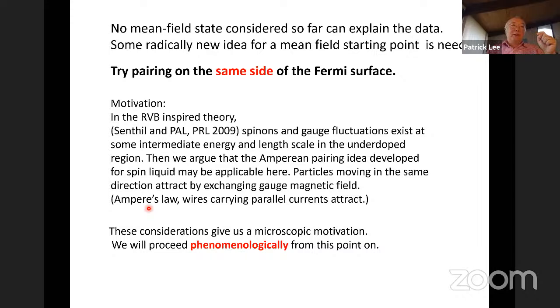The difference between our world is simply that in the spin liquid world, the coupling to the gauge field is very strong. The fine structure constant is of order one. So the magnetic coupling is actually as strong as the electric coupling. So this gives rise to a strong attraction between spinons moving in the same direction. Okay, so let's think of this as some motivation, but really I want to just proceed phenomenologically from this point on and just see what happens.